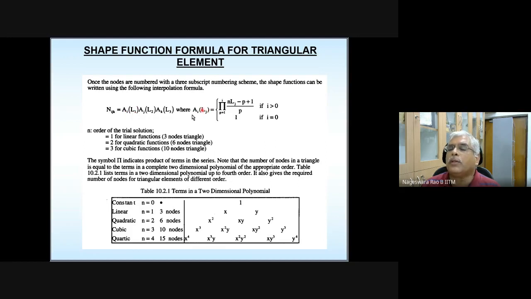And then you can make use of this. So I takes values 1, 2, P takes values, or this product has to be over 2 terms. P takes value 1, and here it is 2, so I takes value equal to 2. So P is going to be 1 and another term 2. So you need to multiply those 2 terms. And in between we have this N. What is N for 6 node element? That is coming from this table. For 6 node element, N is equal to 2.